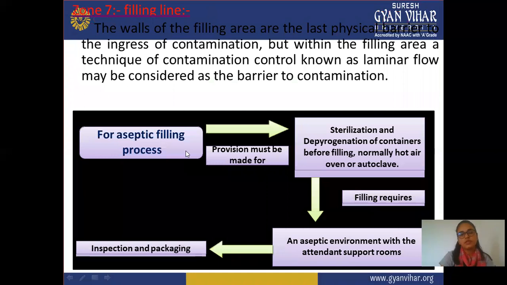Next, zone 7 is a filling line. Now we discuss them in detail. The wall of the filling area is a large physical barrier to contamination, but within the filling area, tackling must be contamination controlled, as laminar airflow must be considered a barrier to contamination.